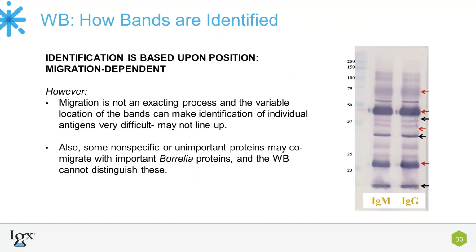So again, Western blot, how to identify the bands? Well, the position is based on migration, and the migration is not exacting. The variable location of the bands can make it very hard to line up and identify what's really going on. And because we're using electrophoresis here, unimportant and non-specific proteins may co-migrate with the Borrelia ones, and the Western blot can't tell you which is the real one, which is the not real one.